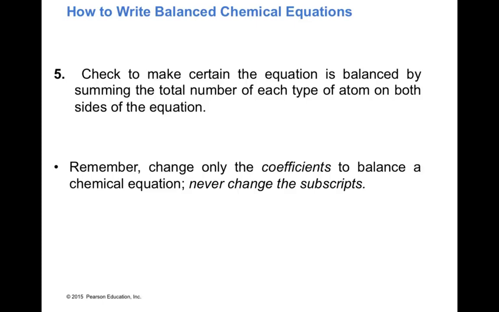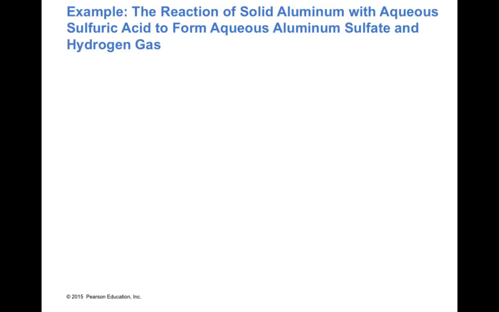Okay, so you never change the subscript of any compound to balance a chemical equation. You just add coefficients in front of any of the molecules or compounds in the chemical equation. It could be in the reactants or it could be in the products. Let's see the following example.